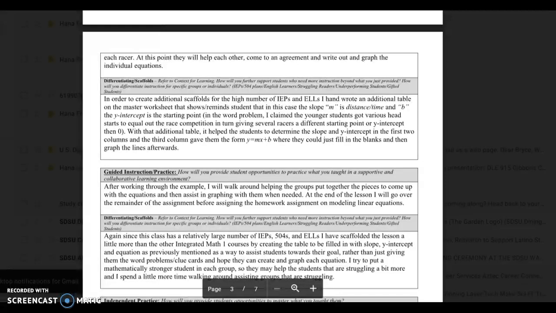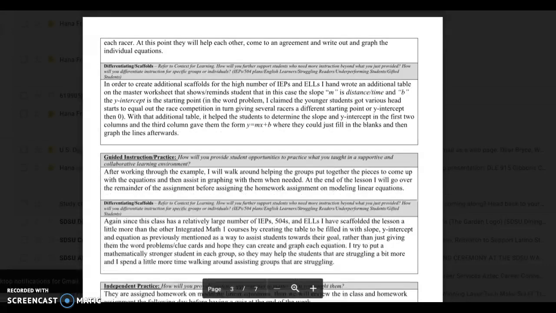Now, with this particular class, we had to do some extra scaffolding to help some of the students that were behind, because there was a high level of IEPs and English language learners. So we created an additional table that wasn't part of the worksheet, to help students understand exactly what the slope, the y-intercept, and the slope-intercept equation meant, because they had shown that they had struggled with it in the day or two prior to learning it.